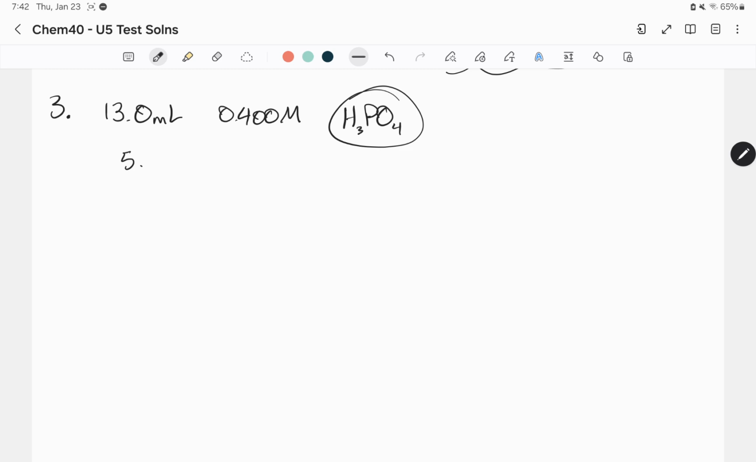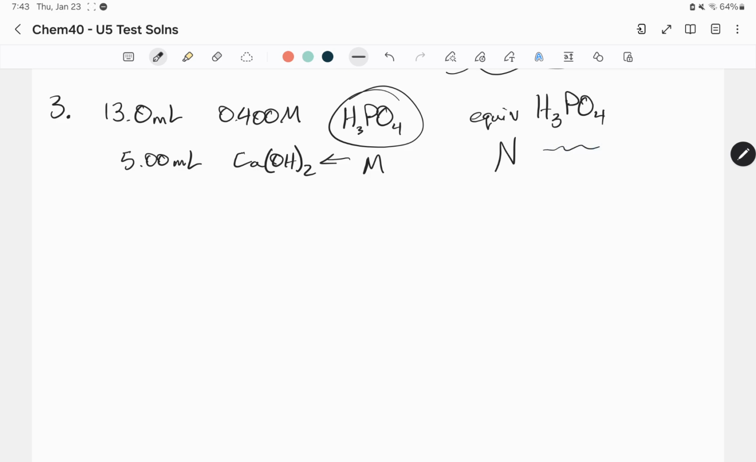It is neutralizing 5 mils of calcium hydroxide. So we remember calcium hydroxide from question 1. It's asking us, what is the molarity of this substance? We're asked about also the number of equivalents of phosphoric acid, and we're asked about the normality of phosphoric acid. So first thing we have to do is write out the neutralization reaction.